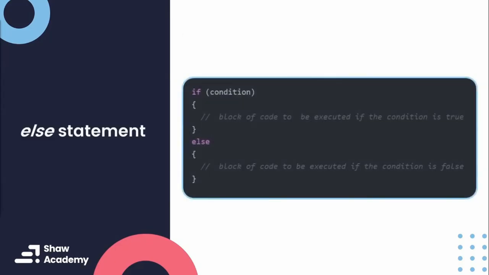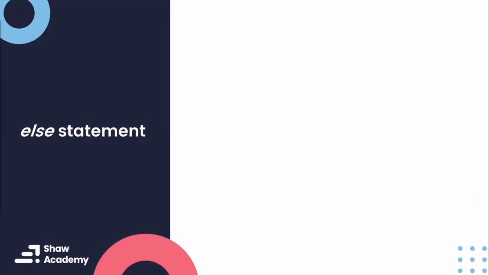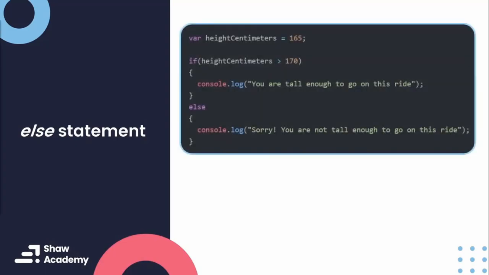So then what about the else statement? How do we actually use the else statement in conditional logic? Well, here we have an example of what the pseudocode would look like for something like this. If the condition is true, then run this block of code. Else, if the condition is false, then run this block of code, which would be the alternative if our first condition is not met.